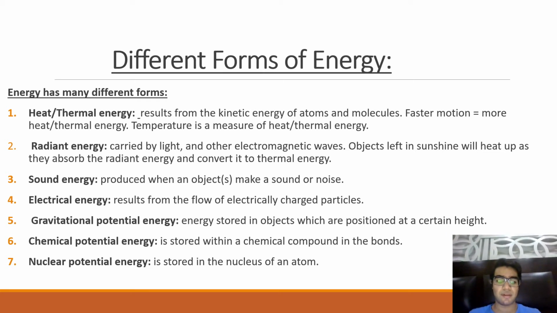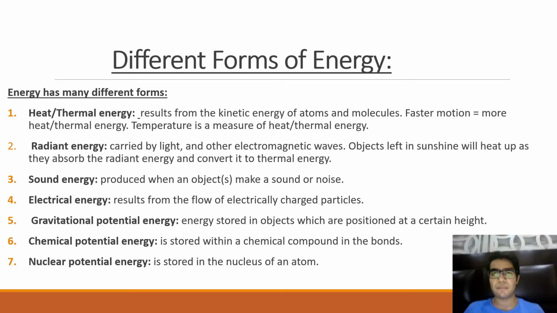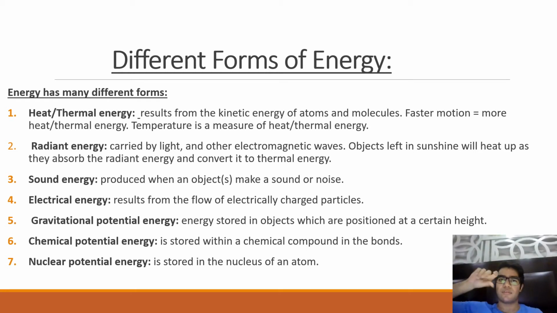The sixth one is chemical potential energy, and it's basically stored within a chemical compound in the bonds. A good example of chemical potential energy would be food. Food has chemical compounds which are bonded, and they contain chemical potential energy. The seventh type is nuclear potential energy. It's basically energy stored in the nucleus of an atom. So remember, you have the shells and you have the nucleus.